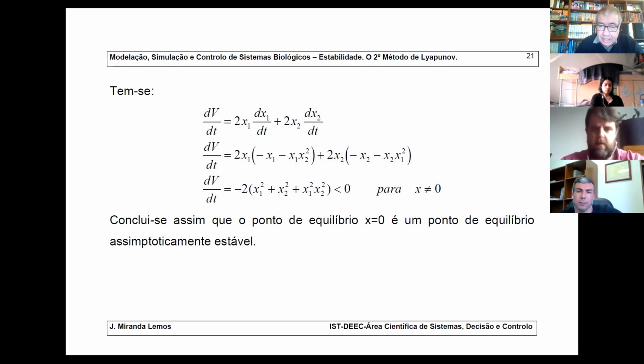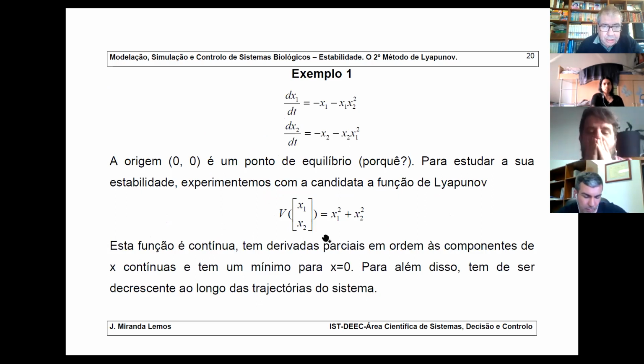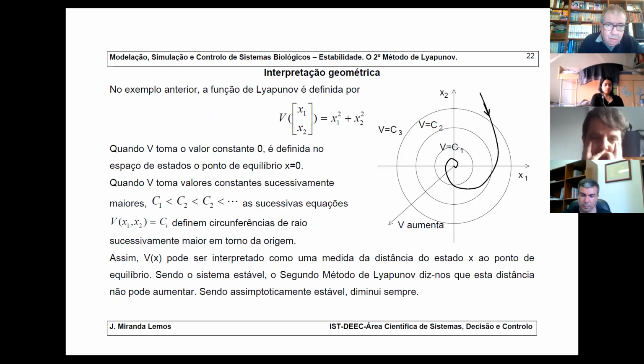So the technique is very simple. The big difficulty is to find a V. Okay? In many simple problems, you just try to build quadratic functions. Then there are classes of problems for which you can obtain V systematically. There are some methods for classes of problems, but there is no general method to find a V. The fact that you don't find a V doesn't mean that the point is asymptotically stable or not. It just means that you don't know. Any question? No. Okay.